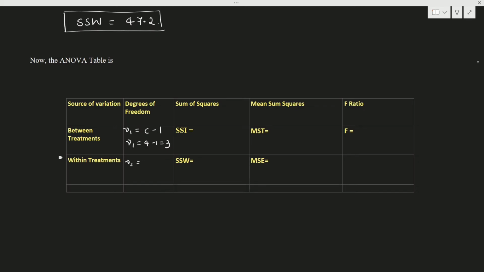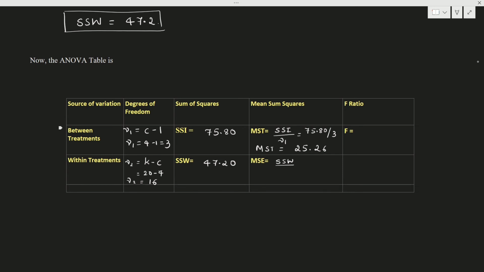Next, nu 2 is k minus c. K is what? Total number of items. So, 20 minus 4. So, nu 2 is equal to 16. Now, SSB we have calculated as 75.80, and SSW is 47.20. Then, MST is what? It is SSB divided by nu 1. So, 75.80 divided by 3. So, MST is equal to, when you divide this by 3, you will get 25.26.